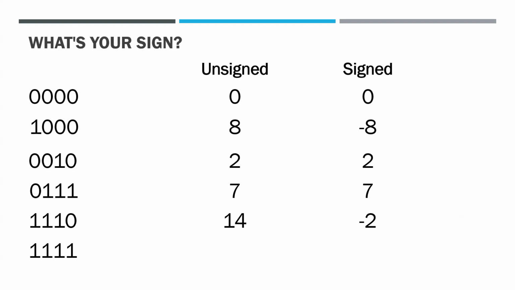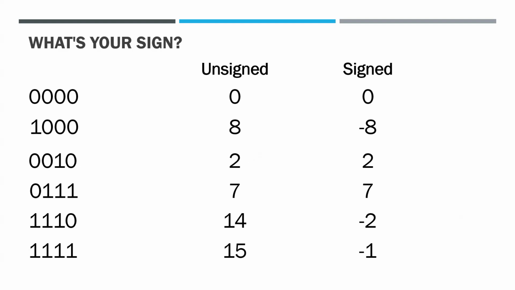What happens when we turn on all the bits? Okay, so we've got -8 + 4 + 2 + 1. All right, 4 + 2 + 1, that would be 7. Okay, so -8 + 7 is minus 1, right? So it's 15 unsigned, and it's minus 1 signed.